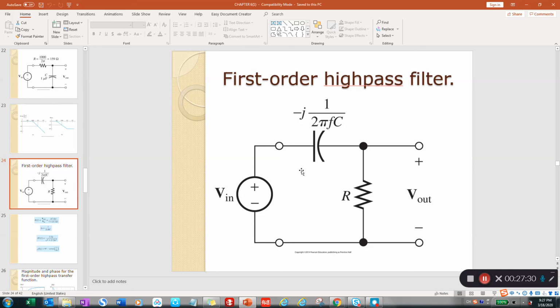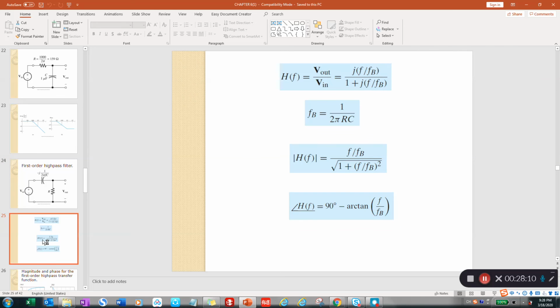So we know that this is a series circuit. Then we can figure out the current. The current will be equal to the input voltage divided by the total impedance. Then you calculate the total impedance as R plus the impedance of the capacitor. So the current will be equal to the input voltage divided by the total impedance. Then the current multiplied by R, you are going to get the output. Then use the output divided by the input, we can get the transfer function.